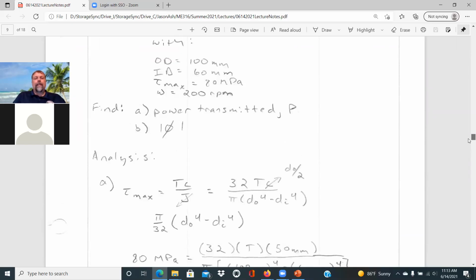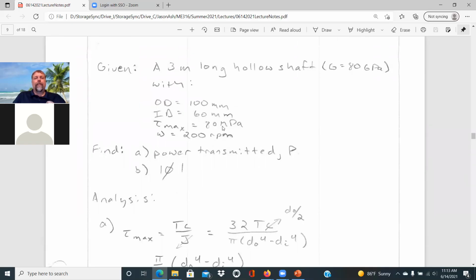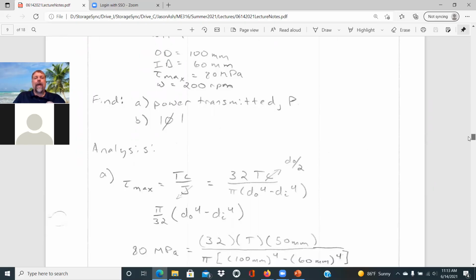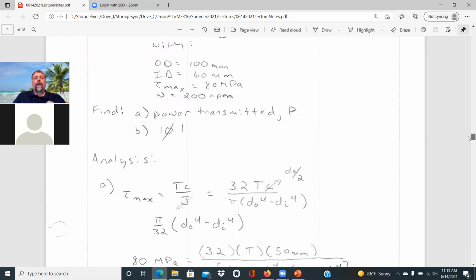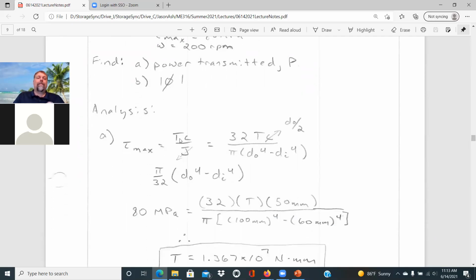And so to do that, we're given a stipulation on the maximum shear stress. With that, we could calculate what the maximum torque is that we could transmit, and then torque times our angular velocity, when we do the unit conversion, will give us our power transmitted. And so we can start out with the maximum shear stress equal to TC over J. Again, C is just the outer diameter over 2. J is pi over 32 times diameter outer to the 4th minus diameter inner to the 4th.